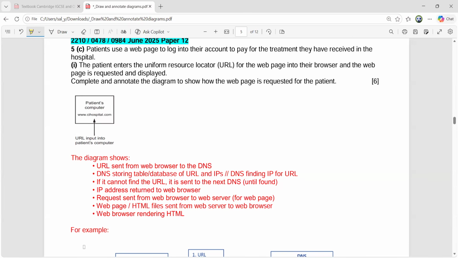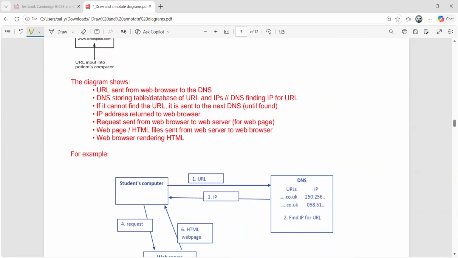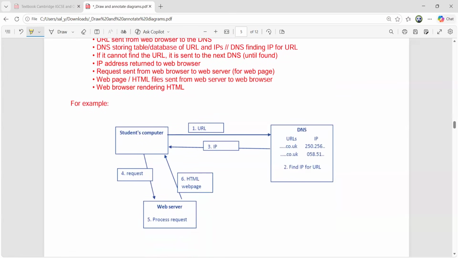And this is what is going to be mentioned. Once the web page or HTML file is sent from the web server to the web browser, the web browser renders the HTML. So these are the main terminologies that they want you to include in your answer for DNS. And now just a few sample examples.